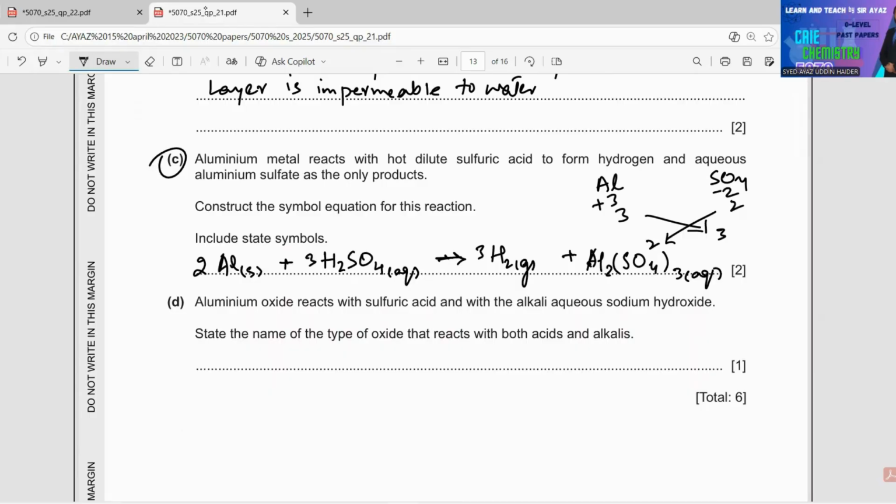Part D. Aluminum oxide reacts with sulfuric acid and the alkali aqueous sodium hydroxide. State the name of the type of oxide that reacts with both acids and alkalis. Now the oxide that reacts with both acids and alkalis is known as amphoteric. So we'll write amphoteric here. Moving to next question.